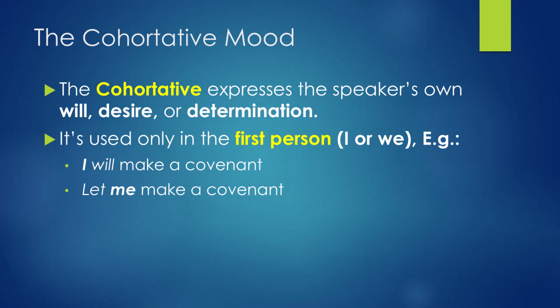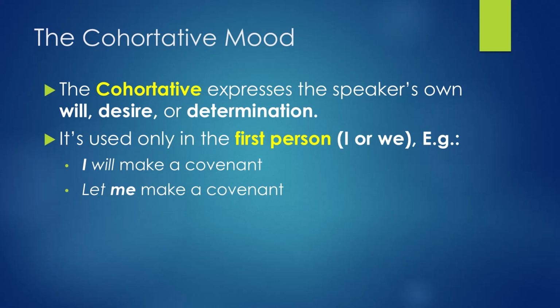So what's important here is to know that the cohortative mode shows a will or desire or determination. And the cohortative mode uses first person. So when you translate it, you're going to say, may I, let us, or let me. You always use the first person pronouns. And that is very important.